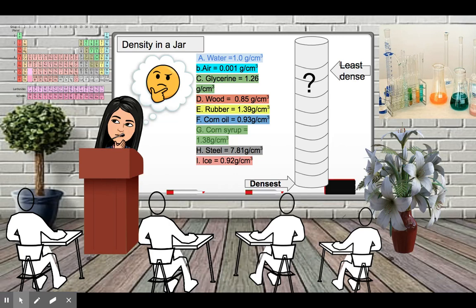Suppose you're asked to stack up all these substances in a jar. Which will be at the bottom and which will be on top? So you are going to arrange these substances, stack up these substances here, from the densest to the least dense substance. I'm going to pause so you can have time to answer the question.